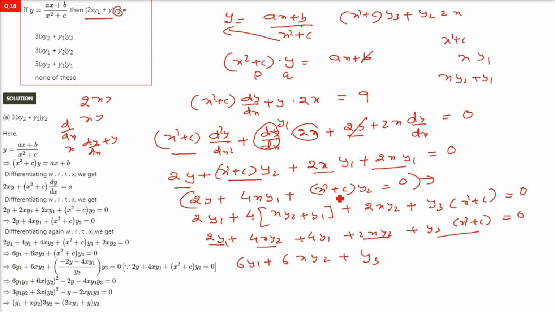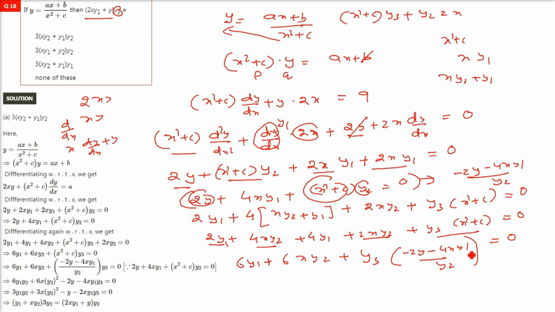How are we going to use the replacement? See, x square plus c into y2, you can just take minus 2y on the right hand side, minus 4x y1 on the right hand side, and y2 in the denominator. Now you can replace the x square plus c as minus 2y minus 4x y1 by y2. So I'm replacing this by minus 2y minus 4x y1 into y2 is equal to 0, right?